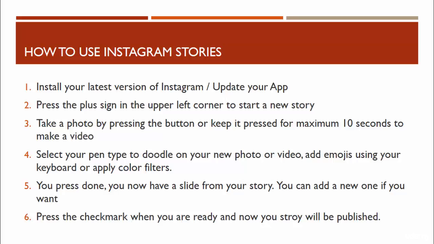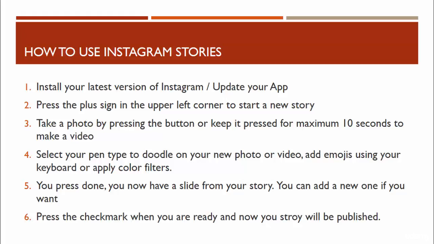After that, with your new photo or video, you select a pen type, because you have the option to doodle, okay? You can select a pen type to doodle on your new photo or video. You can add emojis using your keyboard, or you can apply color filters, okay? Then you press the button done. You now have a slide from your story, and you can add a new one if you want to, okay?